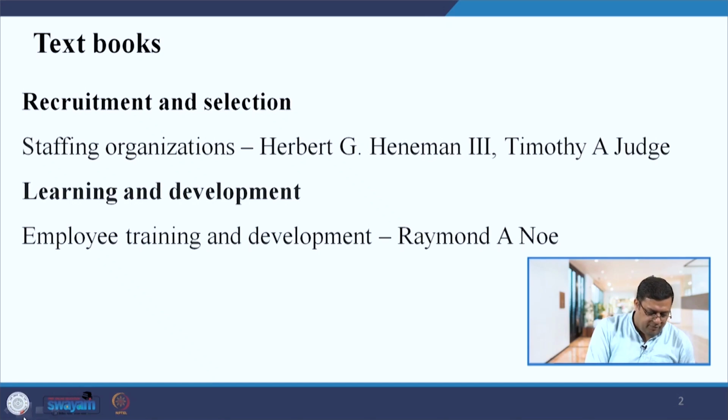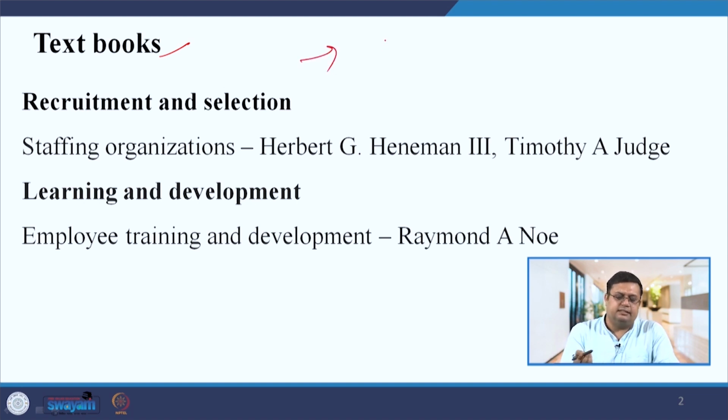Here I have divided all the books into two categories. You will find the textbooks, and the textbooks I have divided into two categories. One, as I say, in HR Analytics, 6 functions are there: recruitment and selection, learning and development, performance and compensation. So, for each function, which book that I have used.